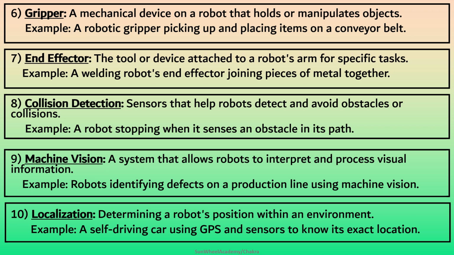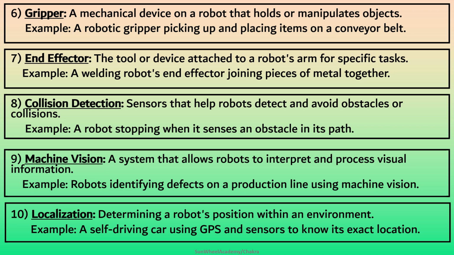7. End effector, the tool or device attached to a robot's arm for specific tasks. Example: a welding robot's end effector joining pieces of metal together. 8. Collision detection, sensors that help robots detect and avoid obstacles or collisions. Example: a robot stopping when it senses an obstacle in its path.